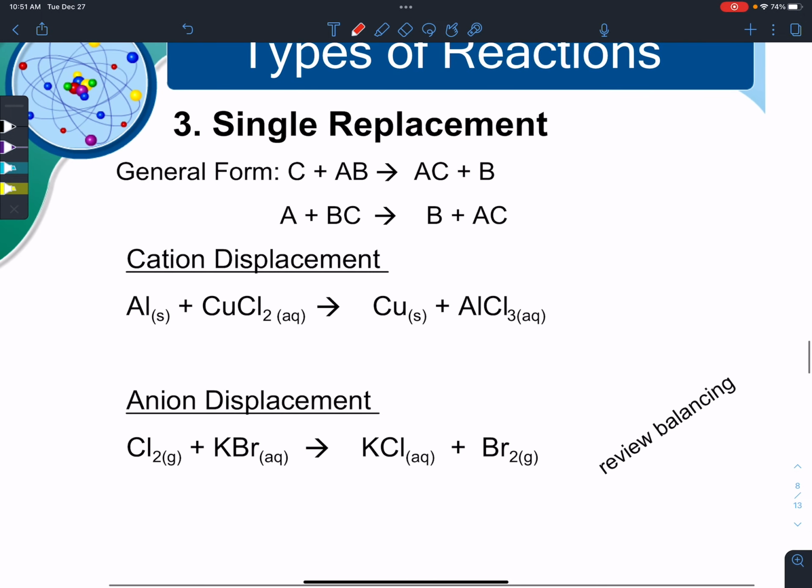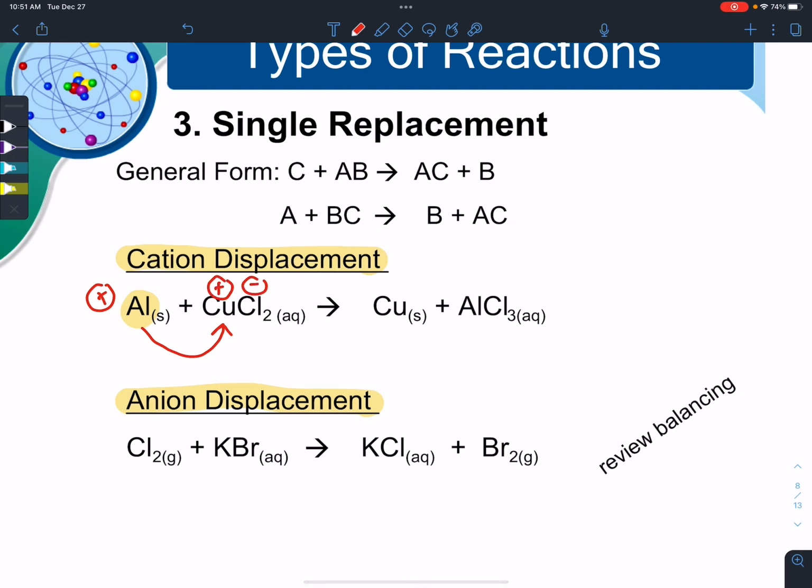There's 2 types of single replacements that you can have. You can have cation displacement or anion displacement. So if you've got cation displacement, that means that the element that's by itself, that's going to be booting out one of the elements, is a cation, which means when it boots out one of the elements in my ionic compound, it has to boot out the other cation.